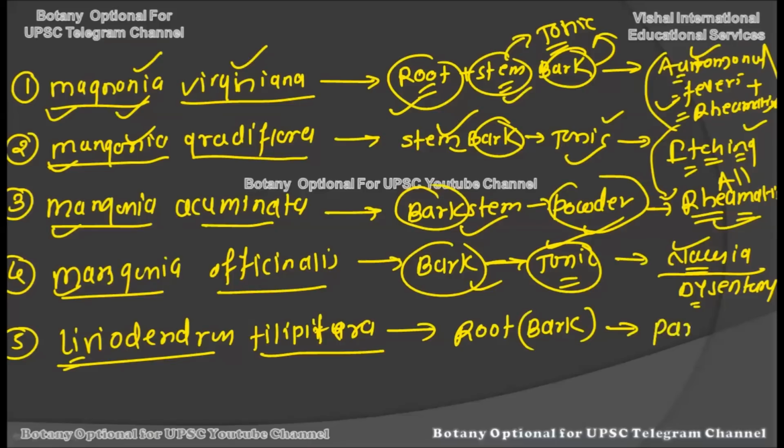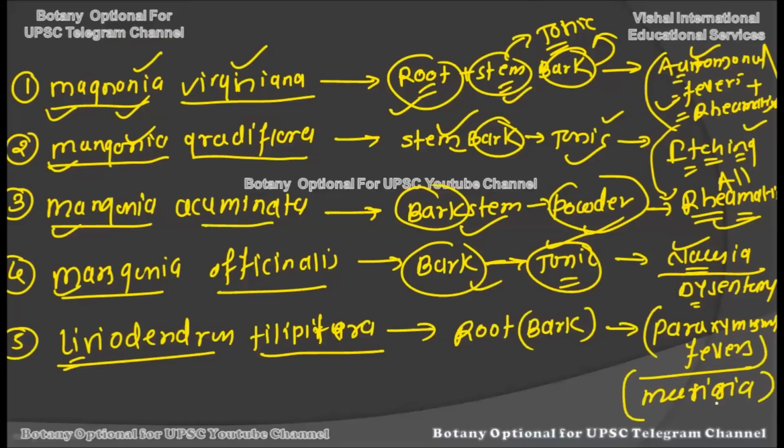Okay, you know the paroxysmal. In case of paroxysmal fevers, we always use this term in case of malaria, right? Because there is a constant chilling and shivering effect. So in case of paroxysmal fevers, or you can say in case of malaria, the root bark is used from the plant called Liriodendron tulipifera, which belongs to the Magnoliaceae family. So here again we are using the bark.